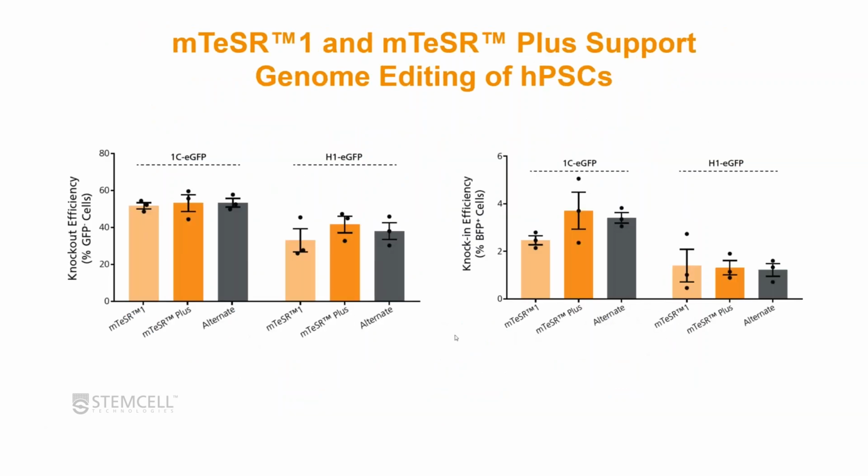We wanted to test editing in these pluripotent stem cell lines using pre-culture with either mTeSR Plus, mTeSR 1, or an alternate media that claims to be specifically designed to support genome editing in pluripotent stem cells. As you can see, across the different media culture systems, in terms of knockout and knock-in efficiency in two different pluripotent stem cell lines, there's really no difference in editing efficiency. And so all of these media systems support high-efficiency genome editing in these two different cell types.